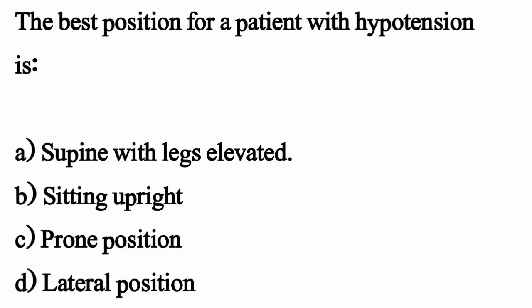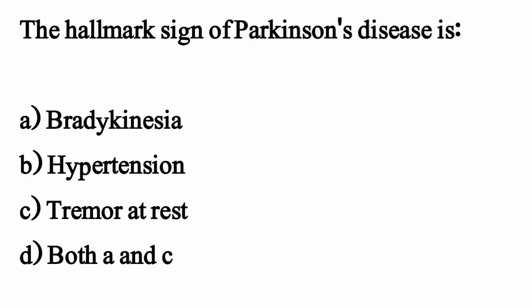The best position for a patient with hypotension is, the correct option is option A, supine with legs elevated. The hallmark sign of Parkinson's disease is, the correct option is option D, both A and C.